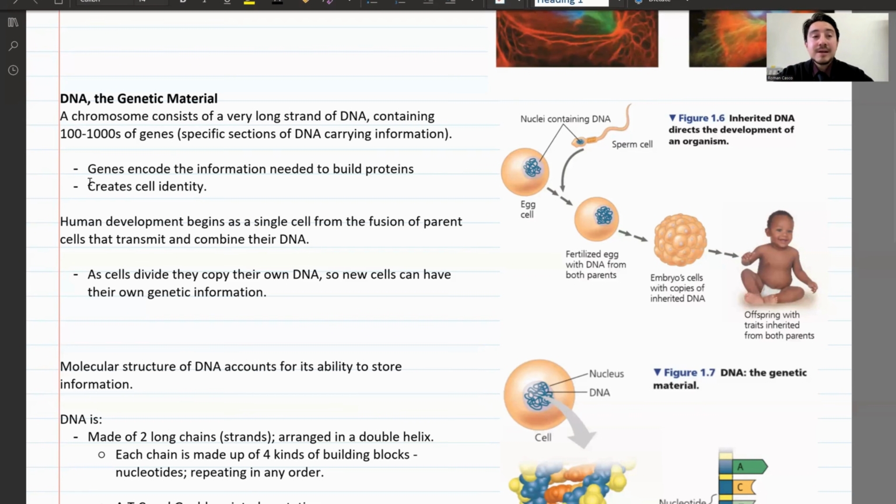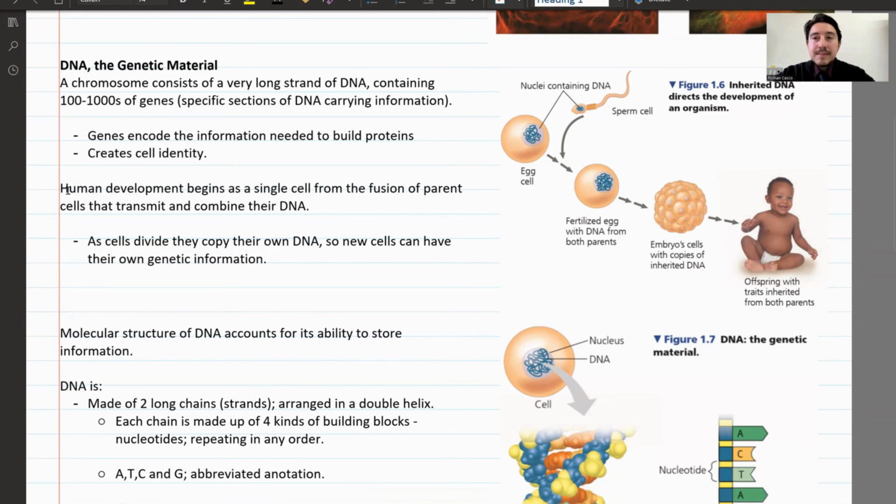Yes, DNA, the genetic material. So, a chromosome, I talked about chromosomes before. It's a long strand of DNA that could vary depending on the species, on how much information it's carrying, but it can carry 100 to 1,000 different genes. And a gene is just a particular section of DNA. A gene encodes information to build a protein.